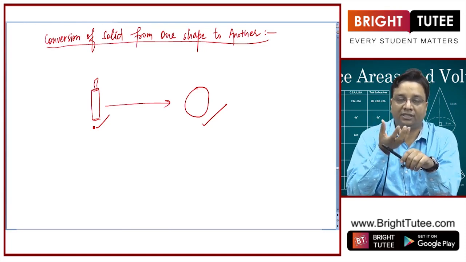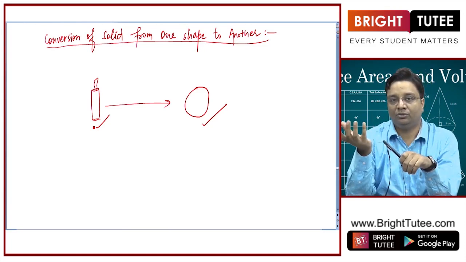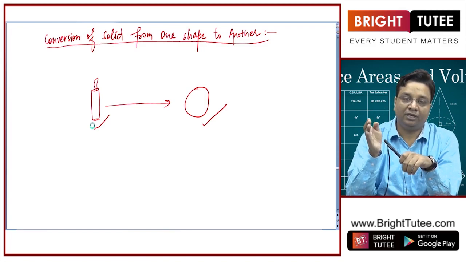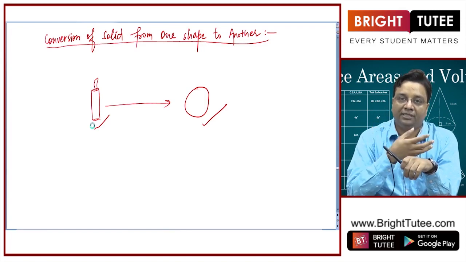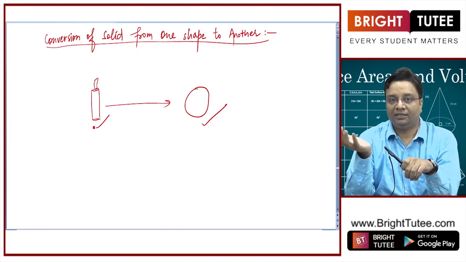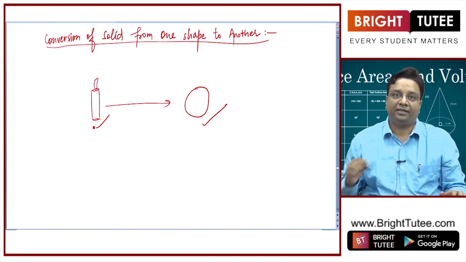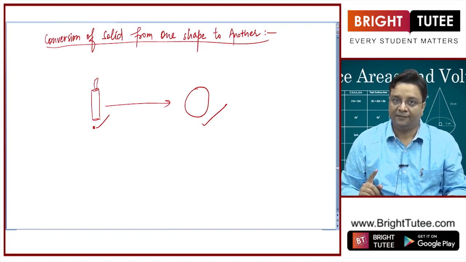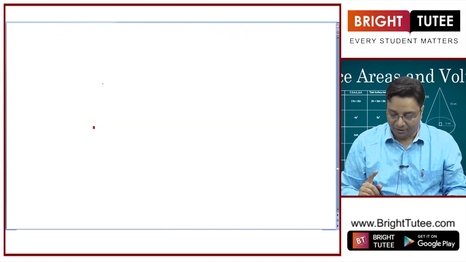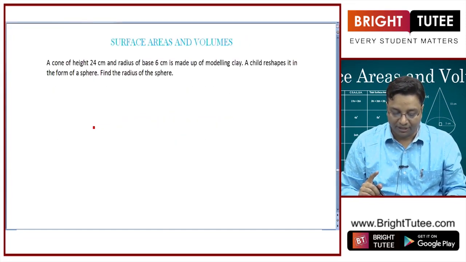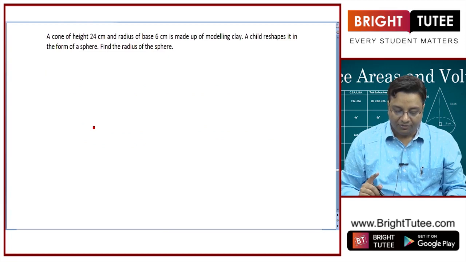Let us say you have a cylindrical shape and you change it into a conical shape, the volume will remain constant. You change a spherical shape into a cylindrical shape, the volume will remain constant. So, we will use this fact to solve the questions in this exercise. Let us first of all do some examples to understand this concept better. Let us take this first example here.